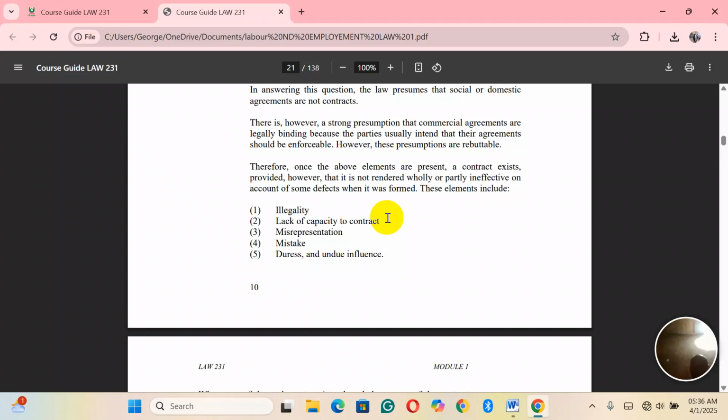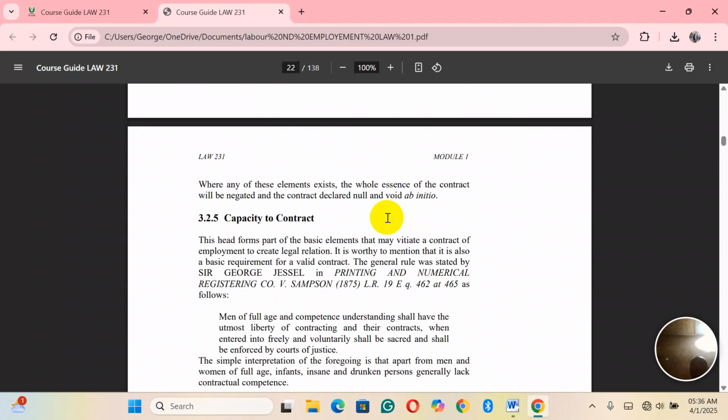Then we also look at misrepresentation, when one of the parties means one thing and the other party means another thing, and they couldn't come to a compromise, and then mistakes in the contract. If there are mistakes, then there should be a correction. Then we also look at duress and undue influence. When we talk about duress and undue influence, we are talking about a person who doesn't really want to do it but is forced to do it. So all these have to be taken care of.